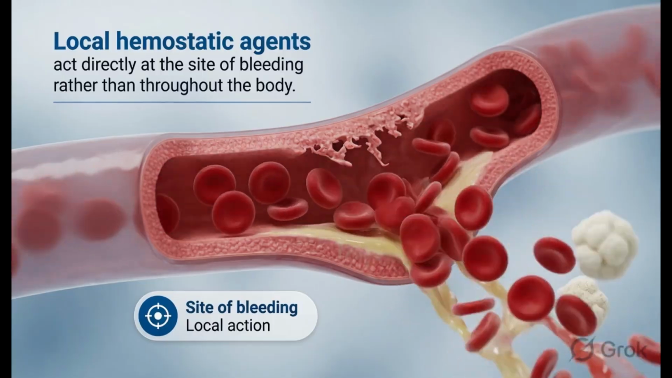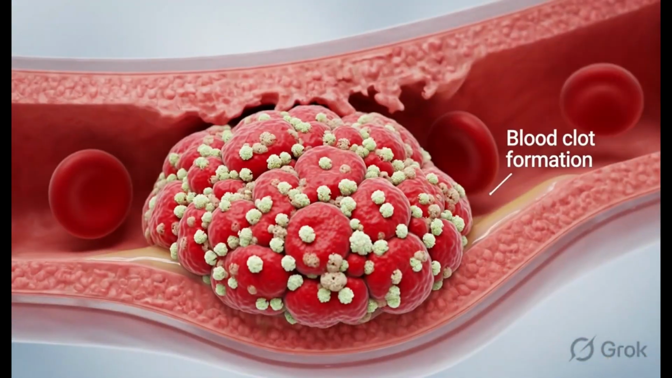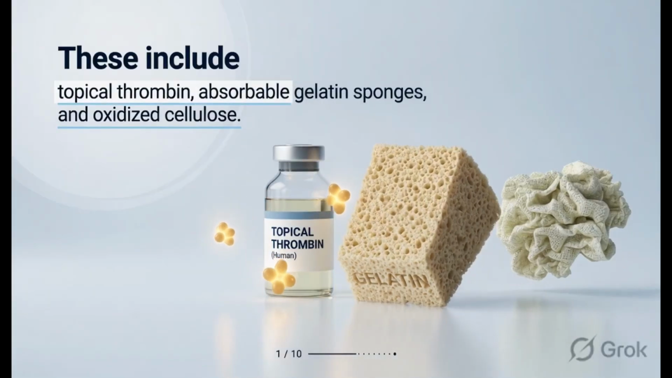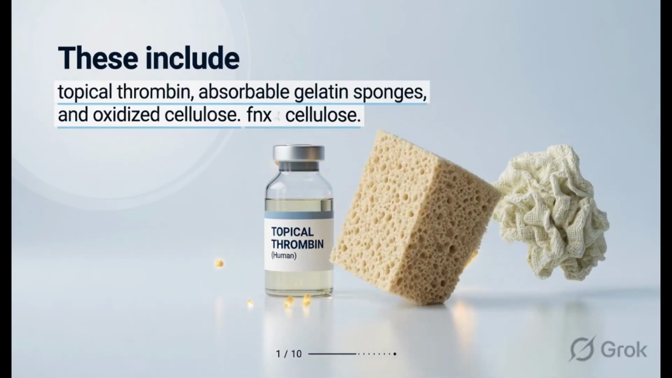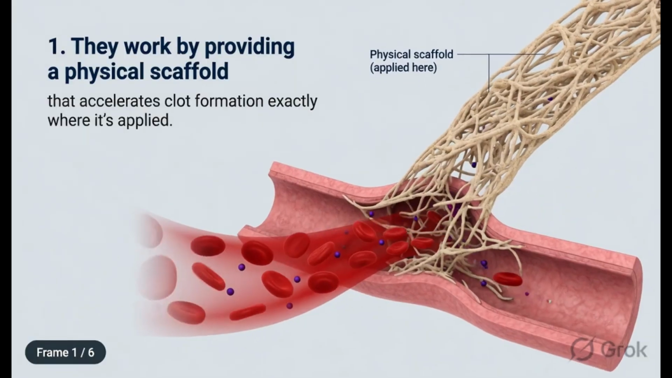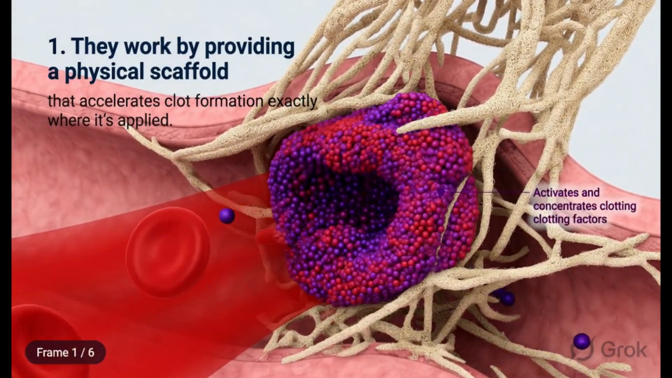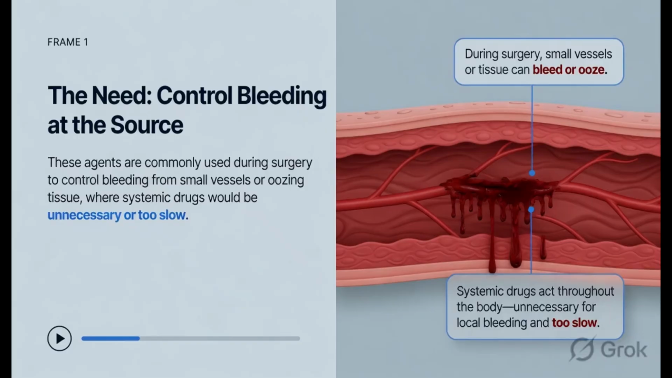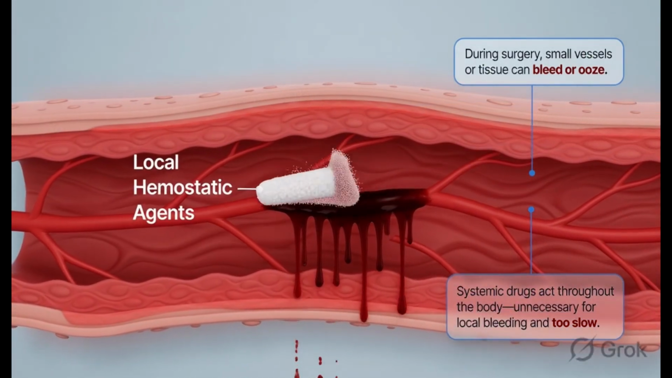Local hemostatic agents act directly at the site of bleeding, rather than throughout the body. These include topical thrombin, absorbable gelatin sponges, and oxidized cellulose. They work by providing a physical scaffold that accelerates clot formation exactly where it's applied. These agents are commonly used during surgery to control bleeding from small vessels or oozing tissue, where systemic drugs would be unnecessary or too slow.